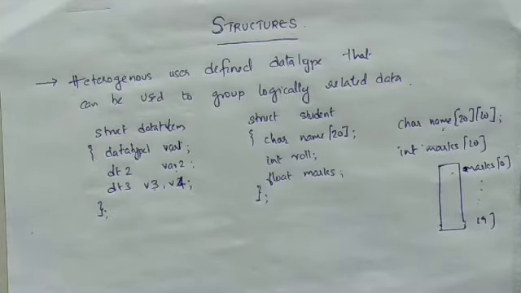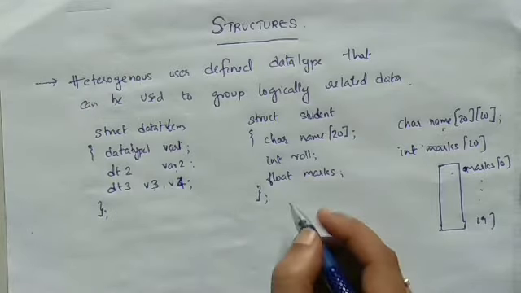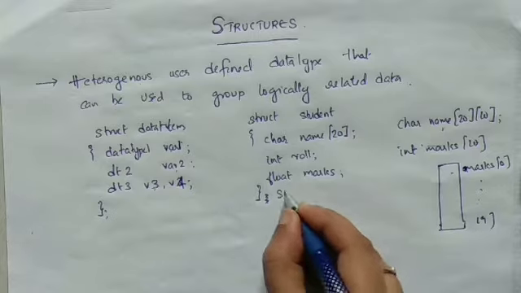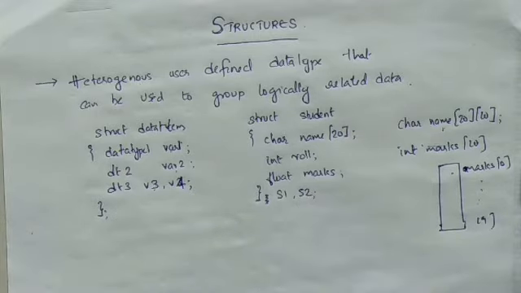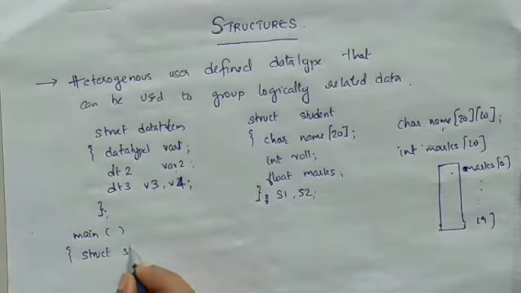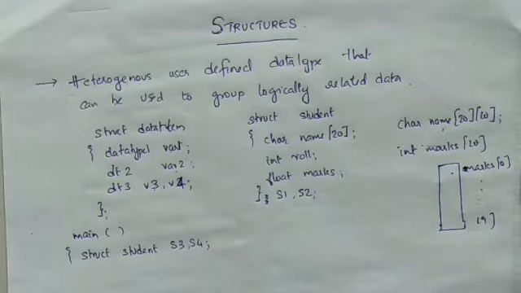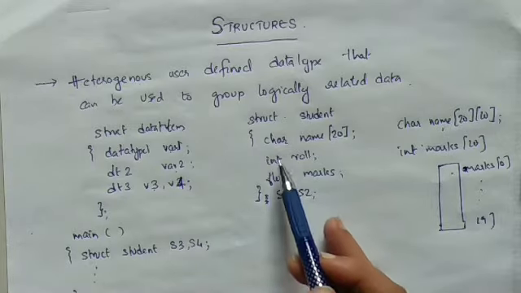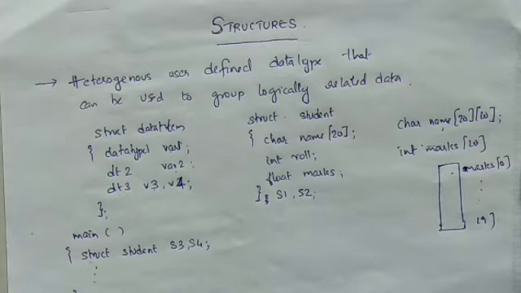Now there are two ways in which you can declare variables. Either, along with the definition, you declare variables s1, s2 like this. Or, in the main function, using the keyword struct you can declare the variables. This is one way, using the keyword struct. The other one is that along with the structure definition you declare the variables.